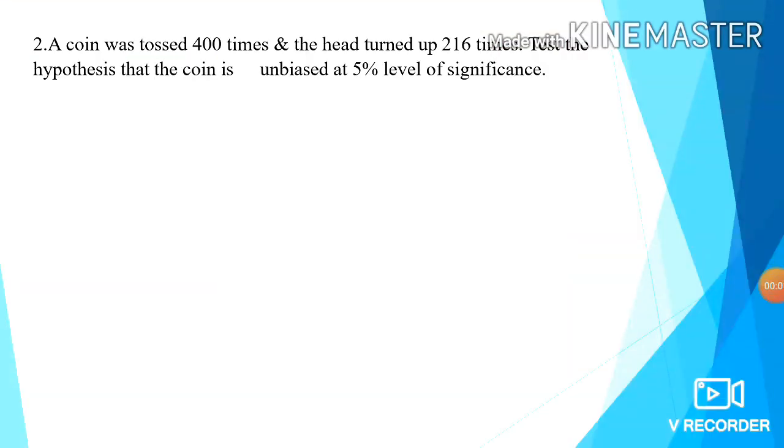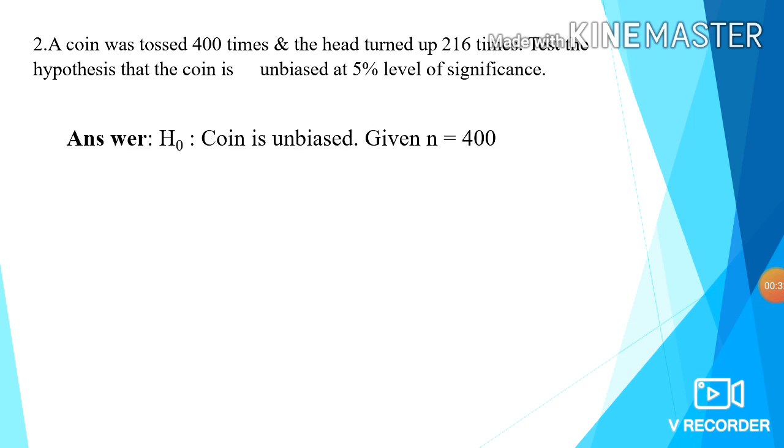Problem. A coin was tossed 400 times and the head turned up 216 times. Test the hypothesis that the coin is unbiased at 5% level of significance. Here it is given that n is 400, and head turned up 216 times, so the observed value x is 216. Test the hypothesis that the coin is unbiased.